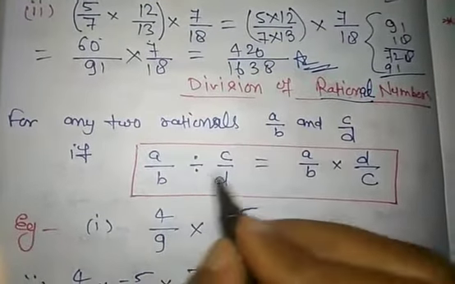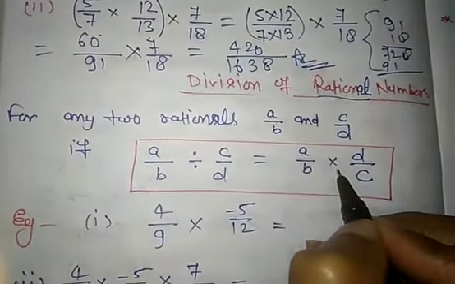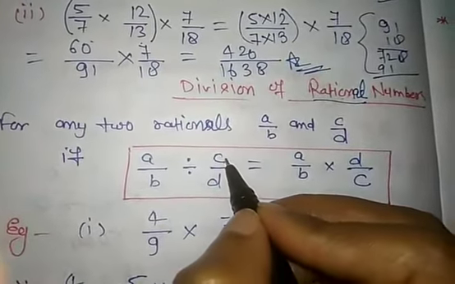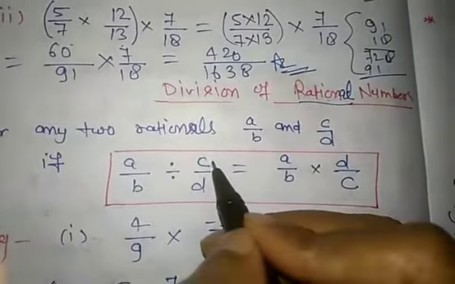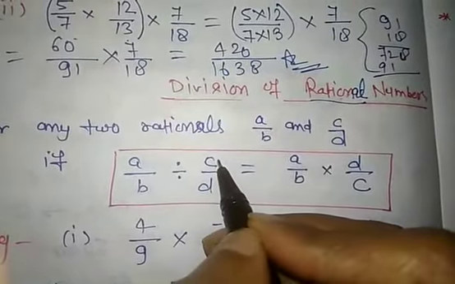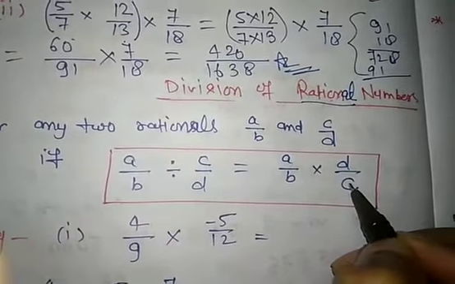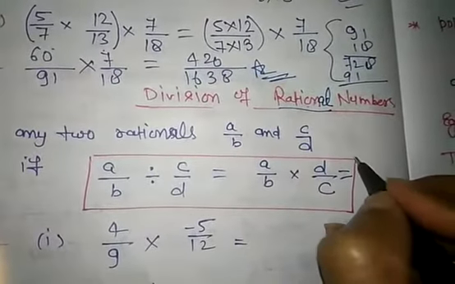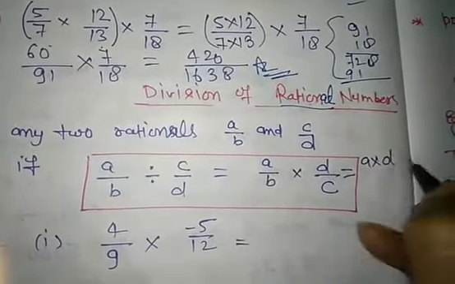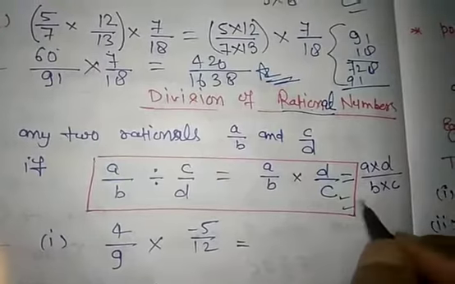That means we can write, if we change the sign of division to multiplication, then the denominator and numerator interchange. Numerator converts to denominator and denominator converts to numerator. Then we get a by b into d by c. Remember this. And this is always a into d by b into c. You can solve it by this theorem.